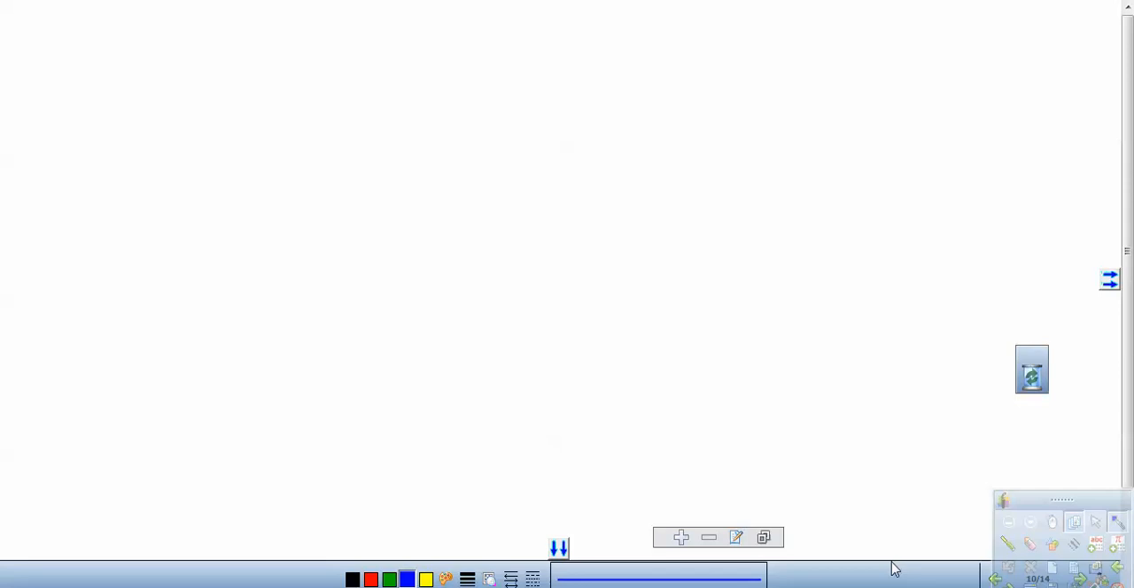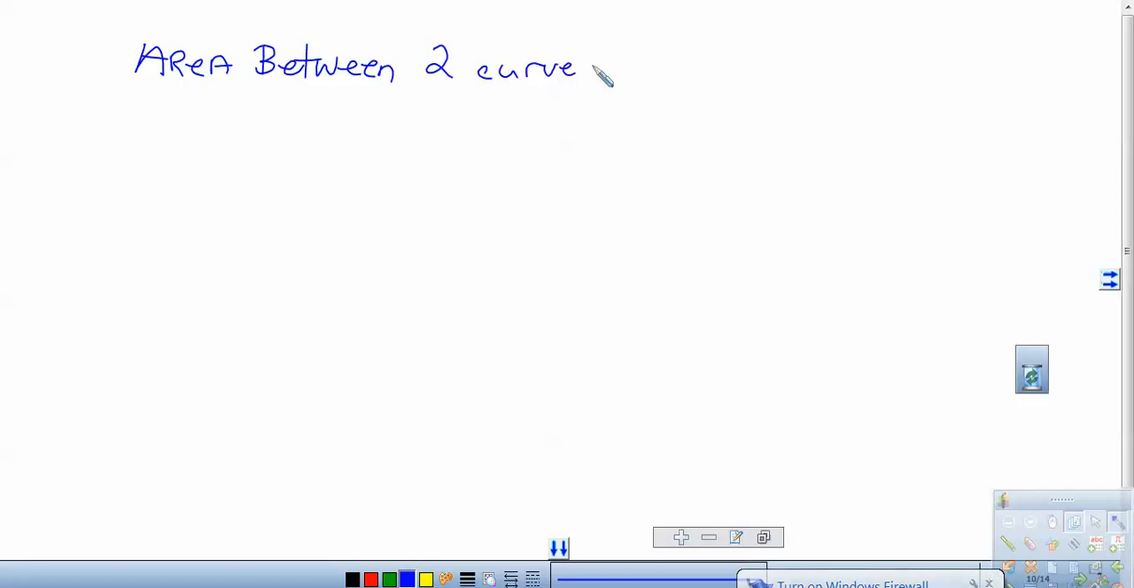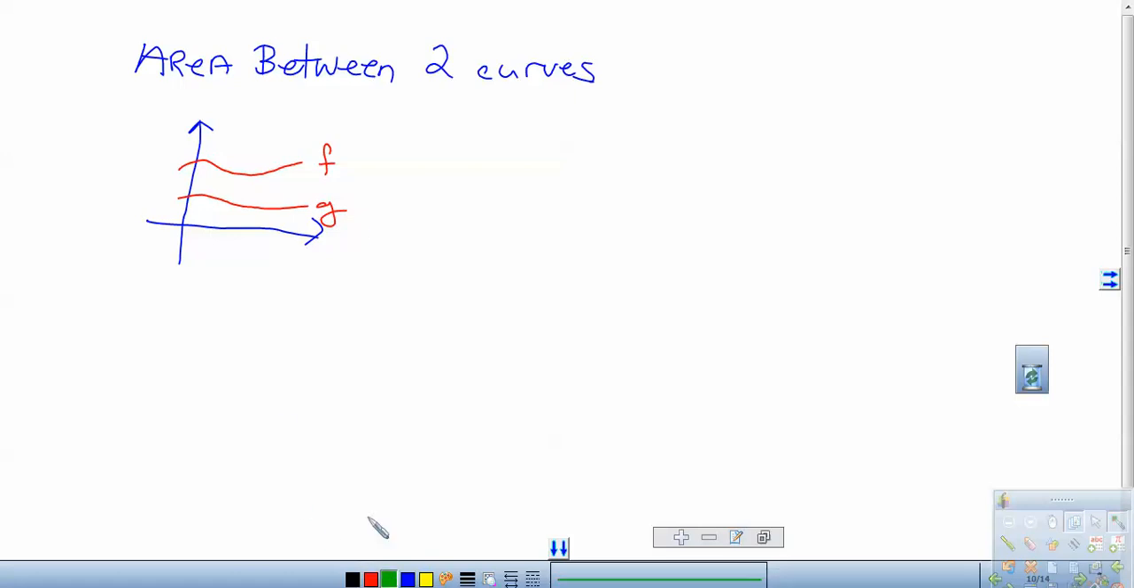All right, we are looking at how to find the area between two curves. So when you do this, you basically will have two functions. The hardest thing is figuring out which function is on top and which one's on the bottom, because you're looking for the area between two curves.